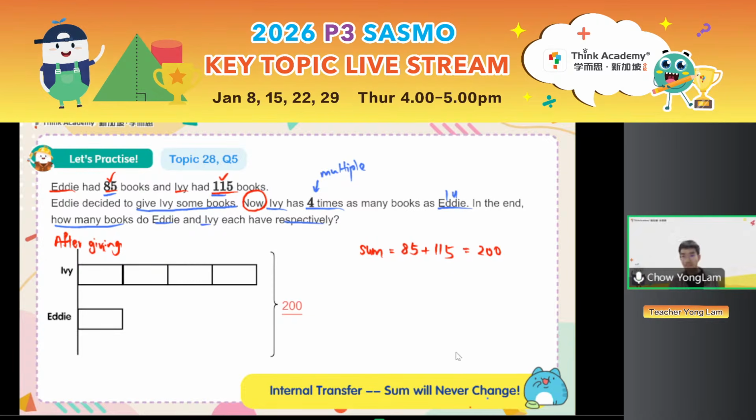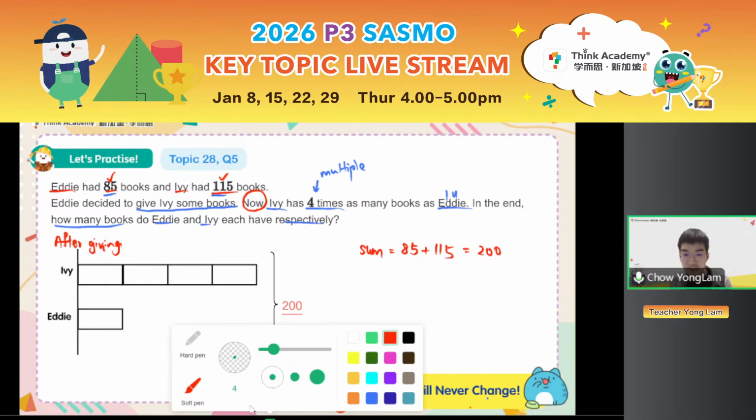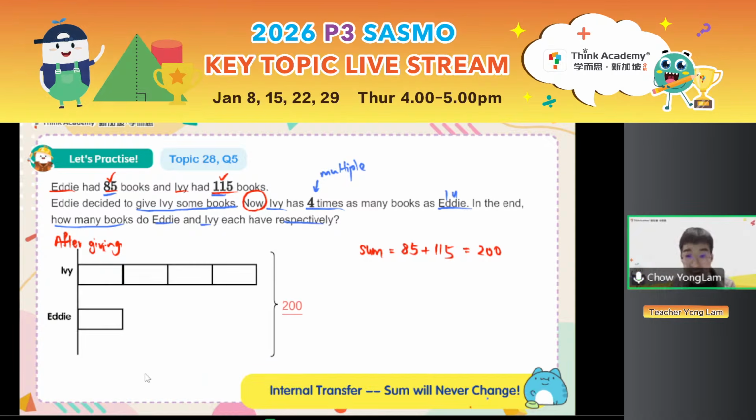Okay. Now that we know the sum is 200, can you find 1 unit? Of course you can, right? But at this point, please be very careful because some of you will say, haha, I know 4 unit equals to 200. Is 4 unit equals to 200? Is it 4 units though? How many units are there in the total? There's actually 1, 2, 3, 4, 5. 5 units that is equal to 200. So then 1 unit is equal to 200 divided by 5, which is equal to 40.